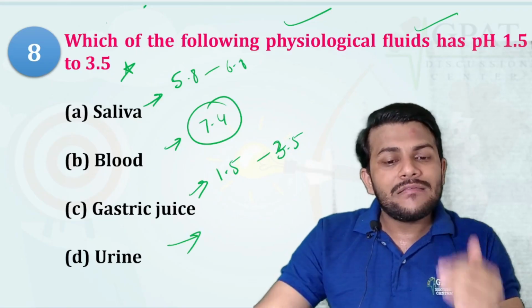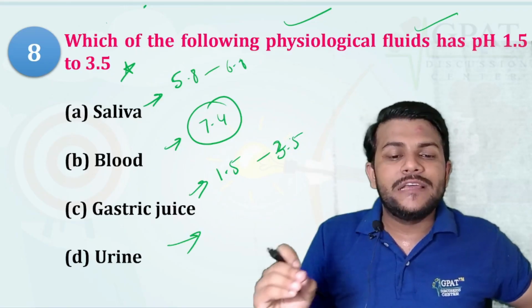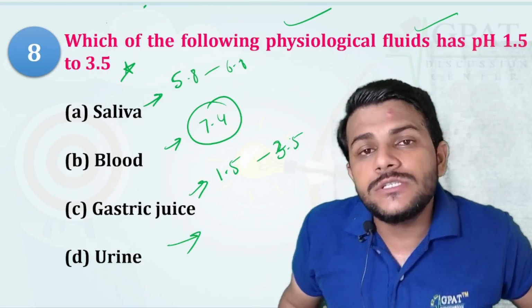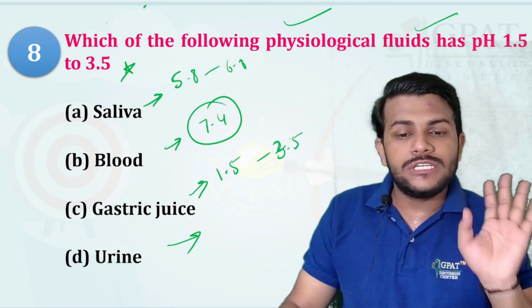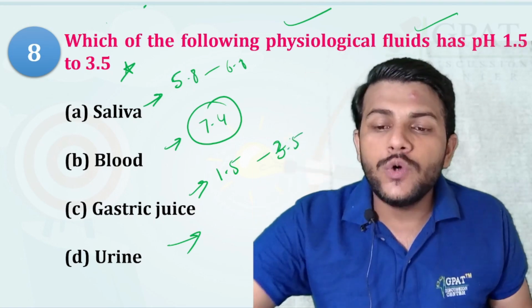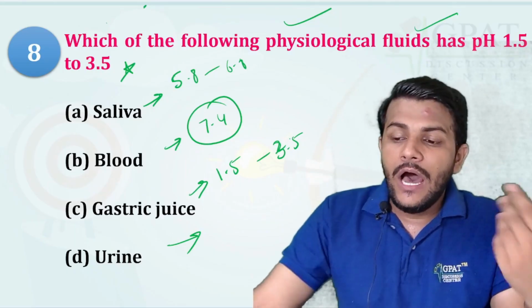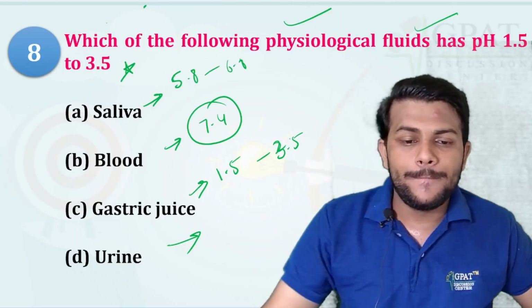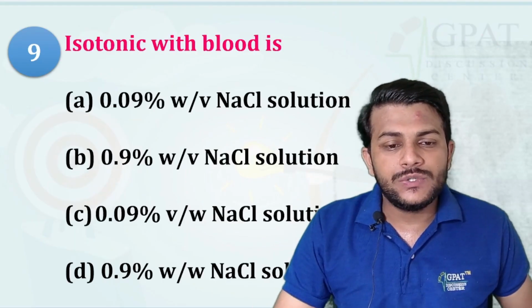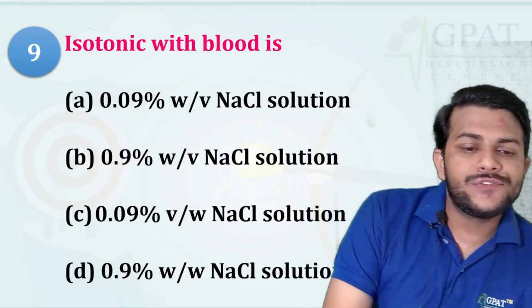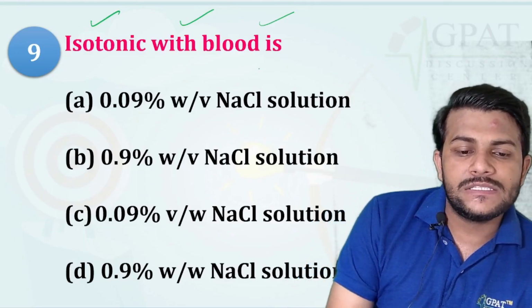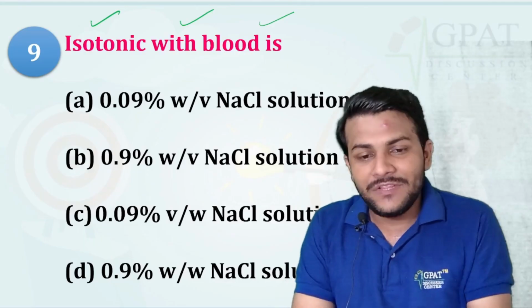So there is one question and four options. You have sufficient knowledge: the question is one, the options are four. You have to make four concepts, you have to find the answer of those four concepts now. Gastric juice. Next we have: which of the following is isotonic with blood?